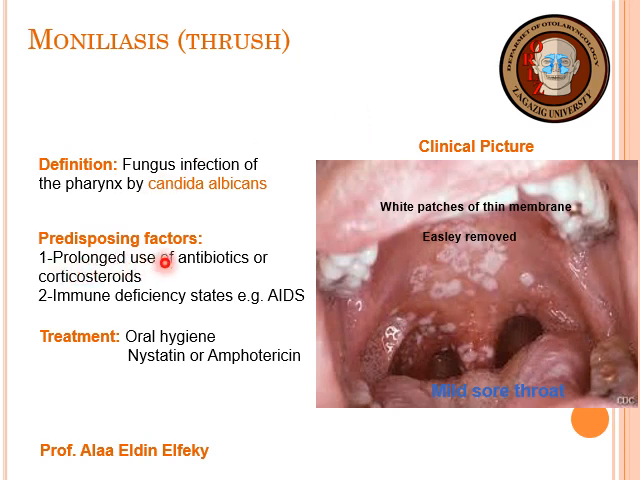This may be due to prolonged use of antibiotics or steroids, or immune deficiency states like AIDS or severe diabetes, or irradiation by radiotherapy for cancer or chemotherapy. All this decreases immunity and predisposes to monilial infection. Treatment is oral hygiene, like mouthwash to remove these patches, and then you can use nystatin suspension, and in severe cases we can use amphotericin.